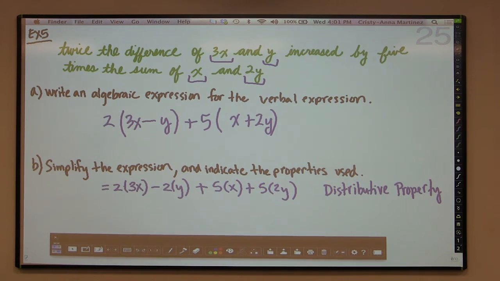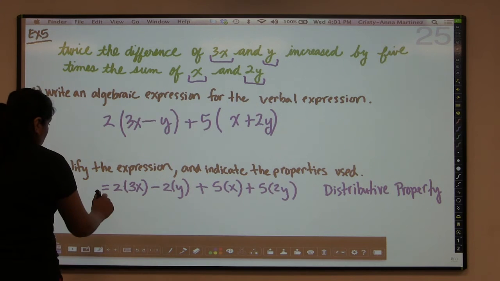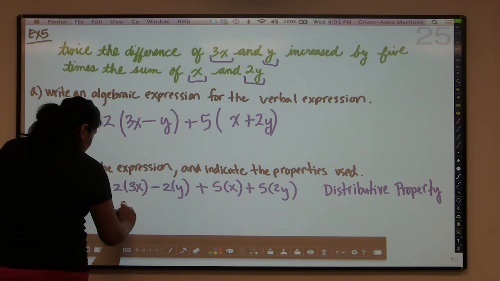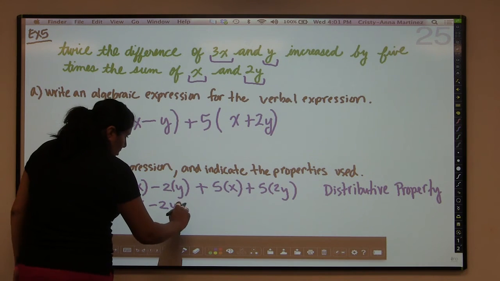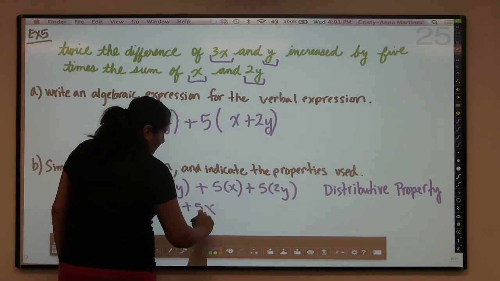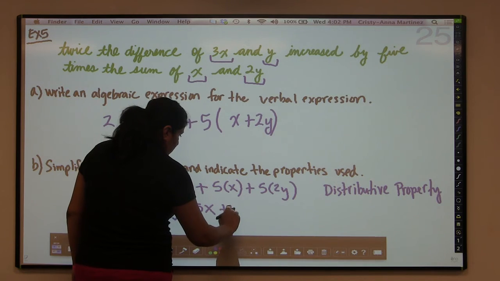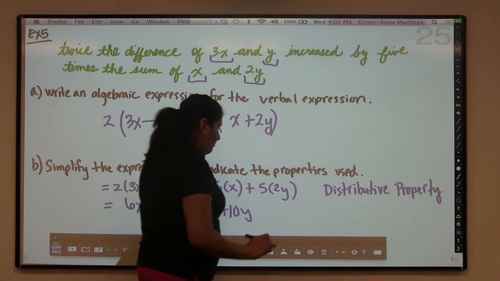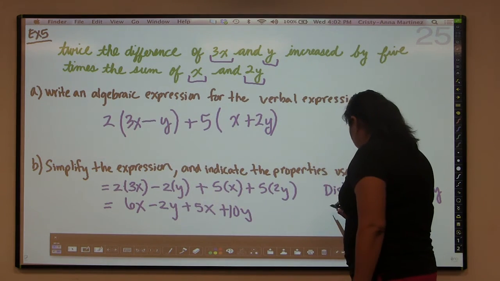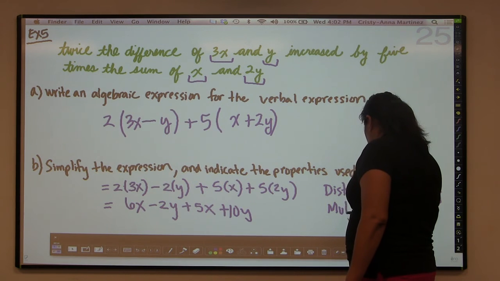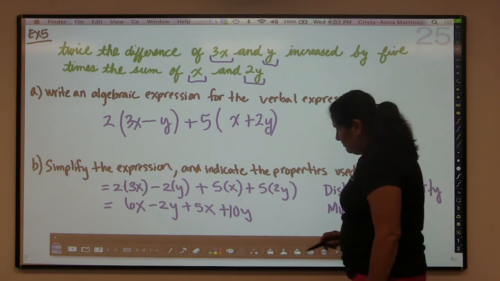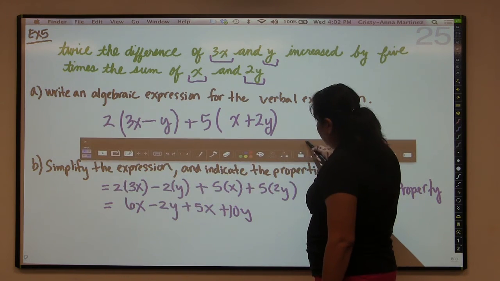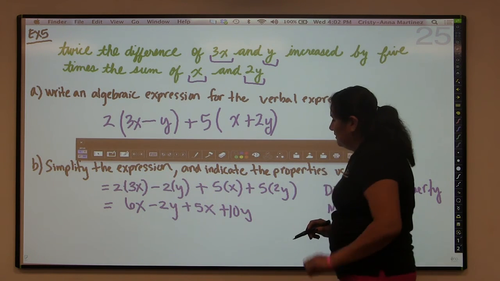And so now, for the next step, we're going to start simplifying. And the way that we're going to do that is we're going to multiply everything that we can. There's a lot of multiply going on. So we've got 2 times 3 is going to be 6x minus 2y plus 5x, and then 5 times 2 is 10y. So for our reason there, we're going to put multiply. And I hope that I have enough space. I'm going to move this guy out of the way up here for now.